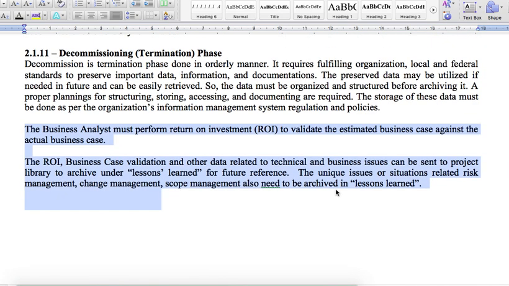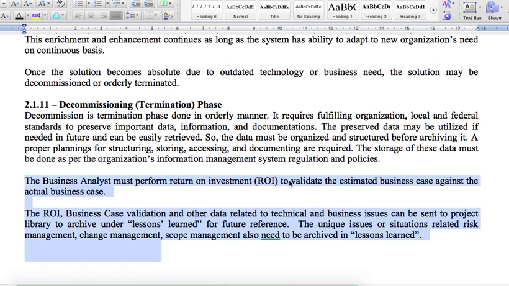This is what we talk about regarding the SDLC, or software development lifecycle, in general. Any questions you have?